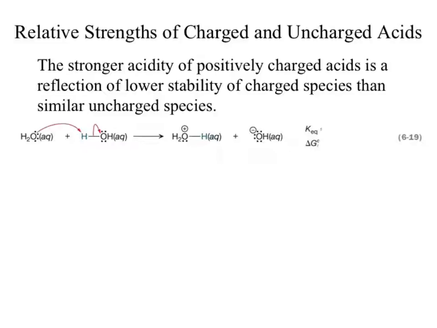We could look at the delta G for the reaction. The delta G for that reaction happens to be positive 80 kilojoules. It is not a favorable reaction. That's why we have that positive value.